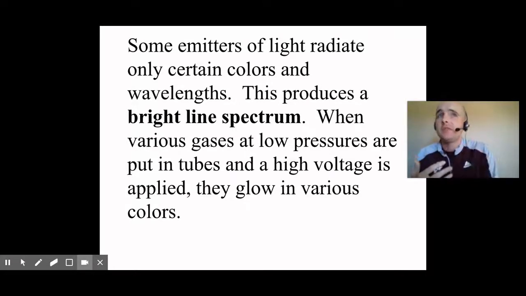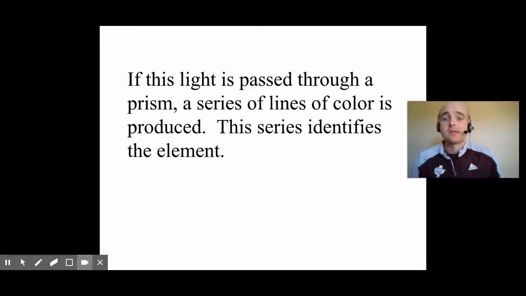Sometimes it could be UV light, sometimes it could be infrared. It doesn't have to be visible light, but it will emit some wavelength of light. We can now measure that wavelength and use it to identify the color. I'm sorry, not identify the color, identify the element or the compound. If the light is passed through a prism, a series of lines of colors is produced, and this series will now identify the element.